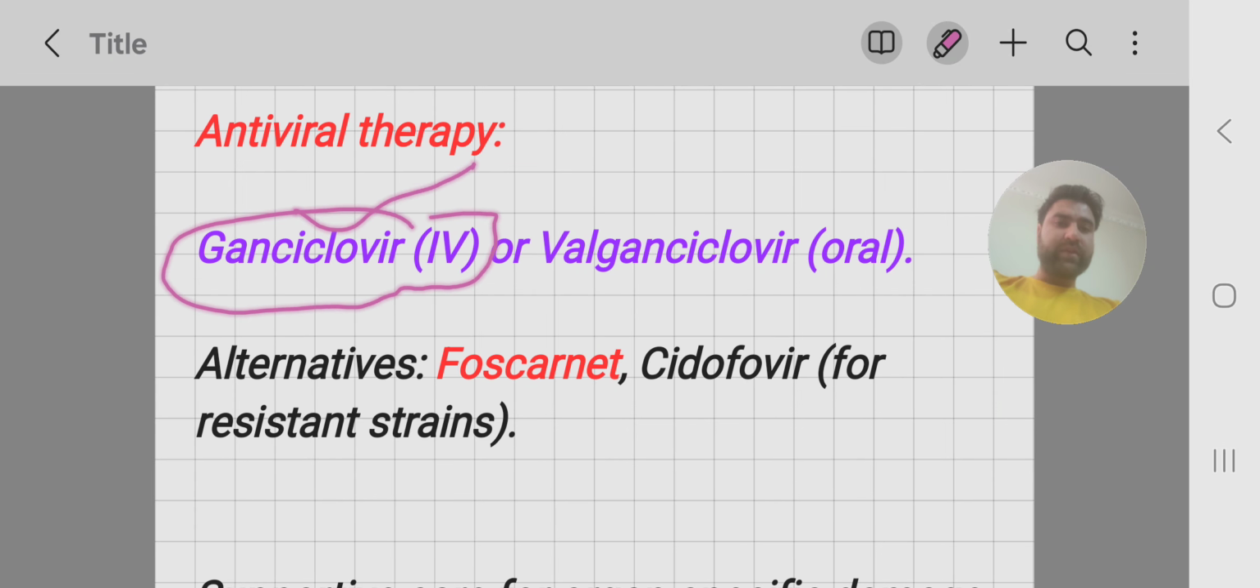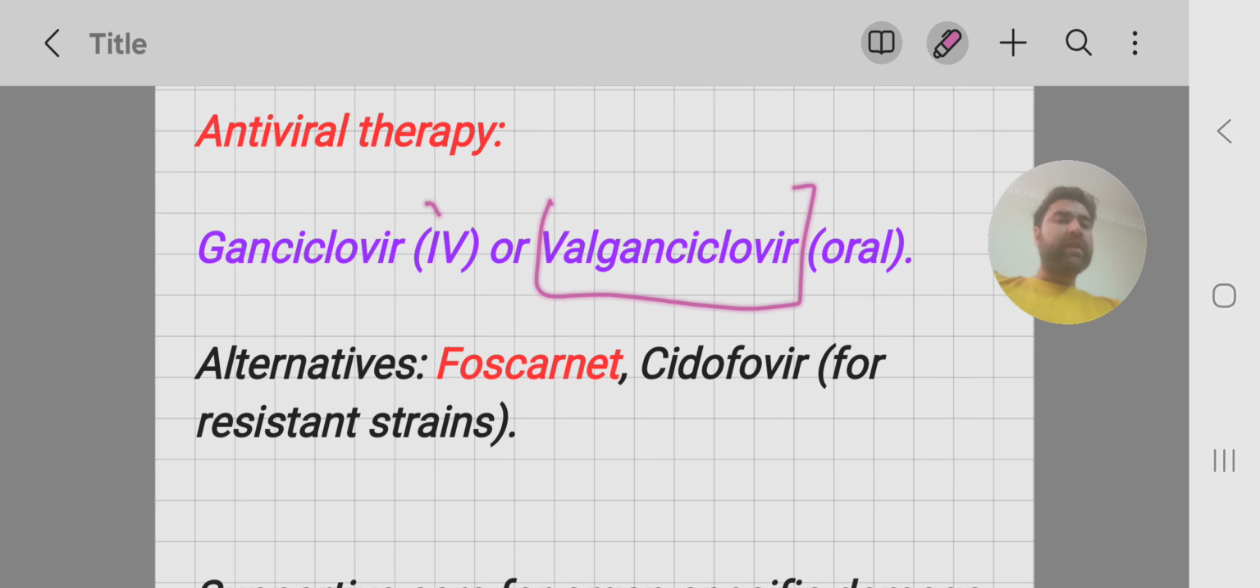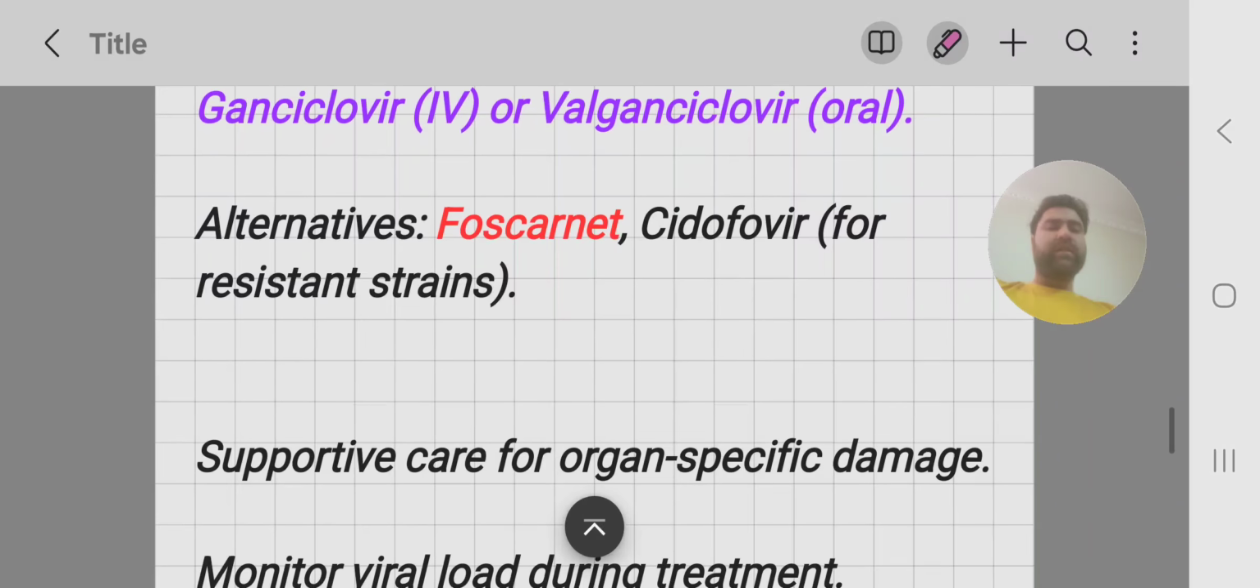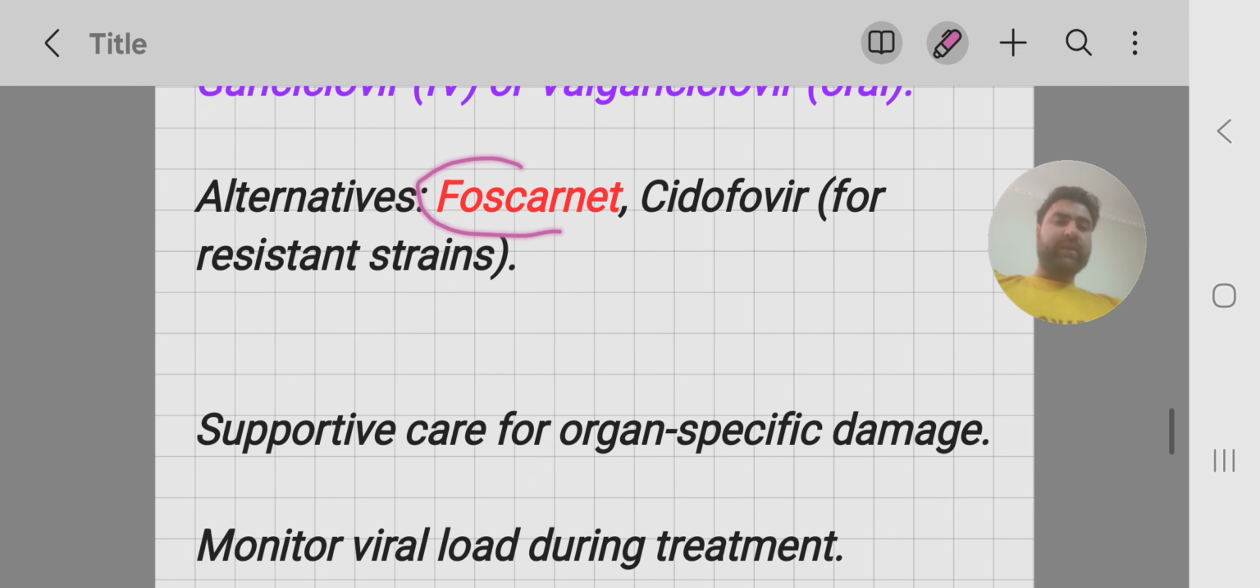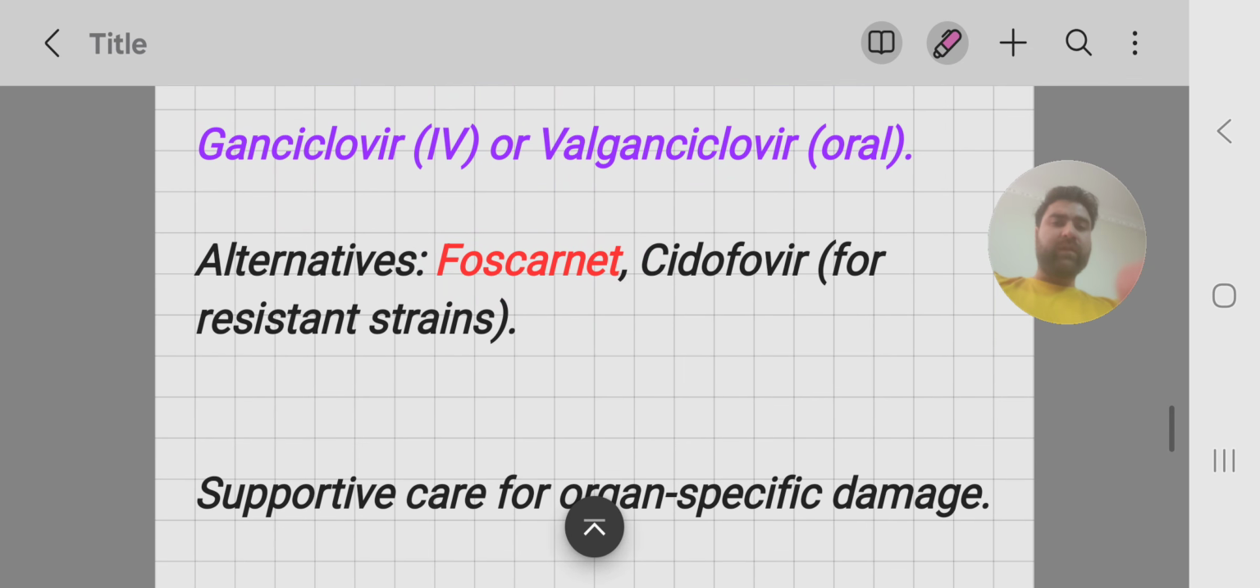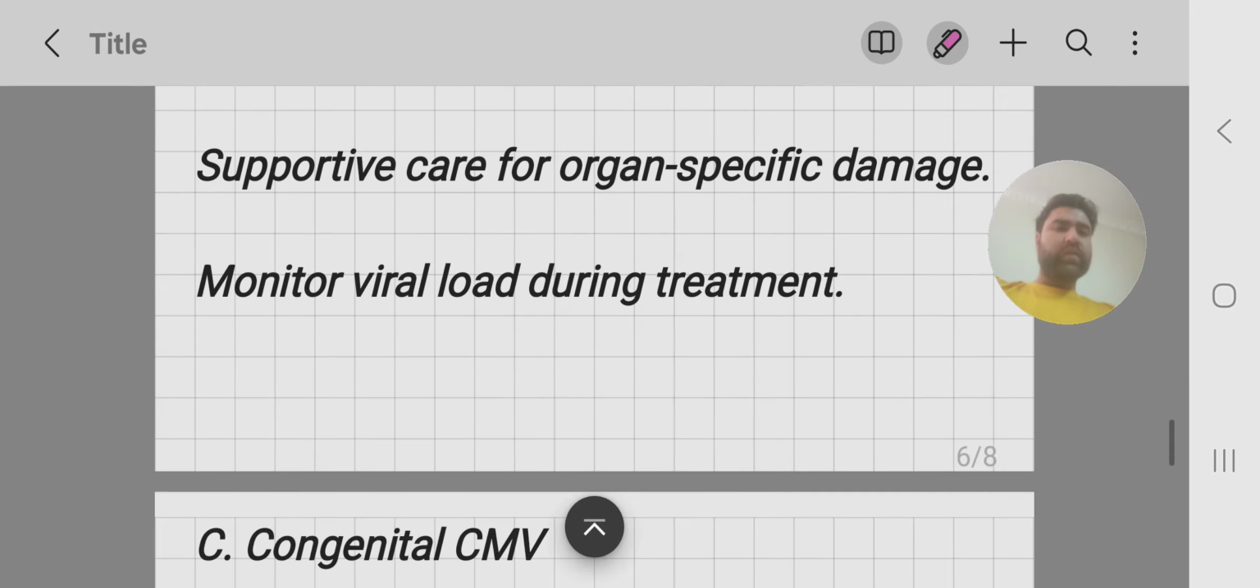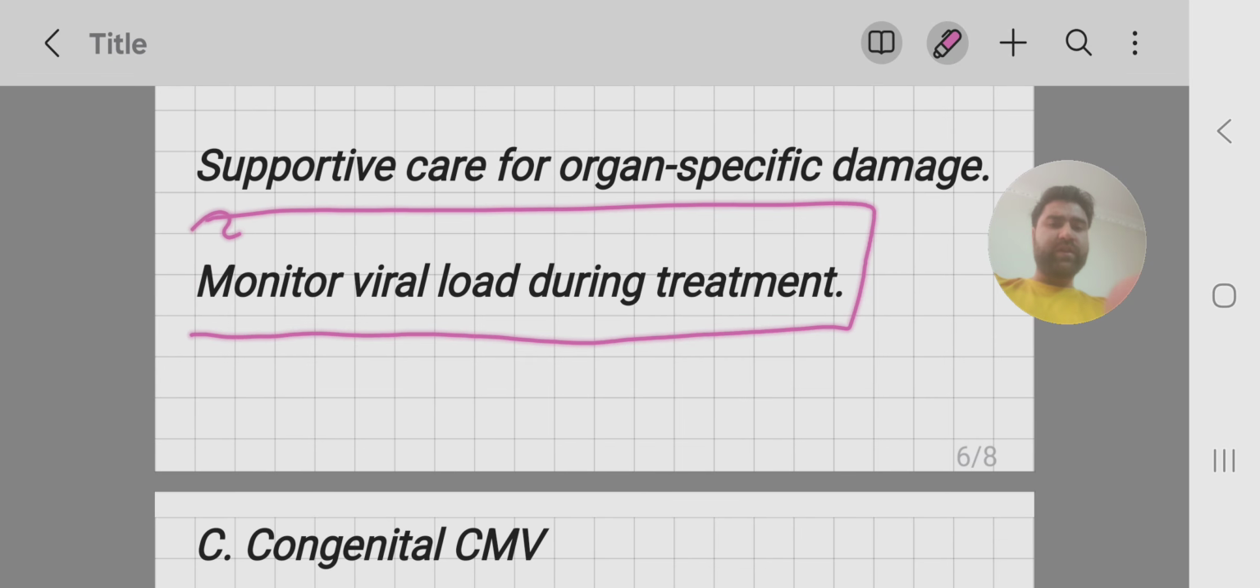If someone asks you which is the drug of choice for cytomegalovirus, it is ganciclovir, especially in retinitis when there is eye involvement, or valganciclovir. Ganciclovir is an IV drug while valganciclovir is an oral drug. Both are the same. Alternatives are foscarnet, used when there is resistance to ganciclovir. Cidofovir can also be used when there is resistance to ganciclovir. Supportive care for organ-specific damage should be given, and you should monitor viral load during treatment.